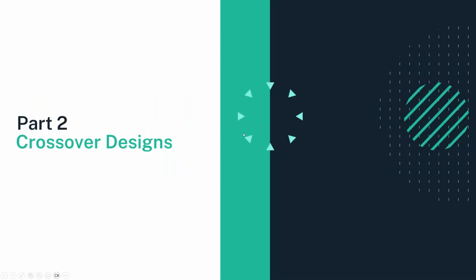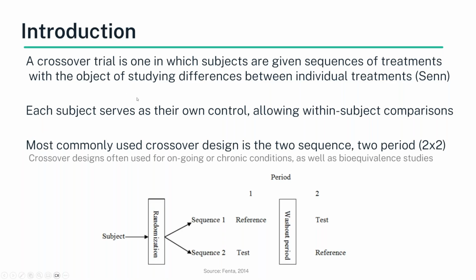So now we're going to move on to the next section, which is on crossover designs. And we'll start off again with an introduction. A crossover trial is one in which the subjects are given sequences of treatments with the object of studying the difference between individual treatments.